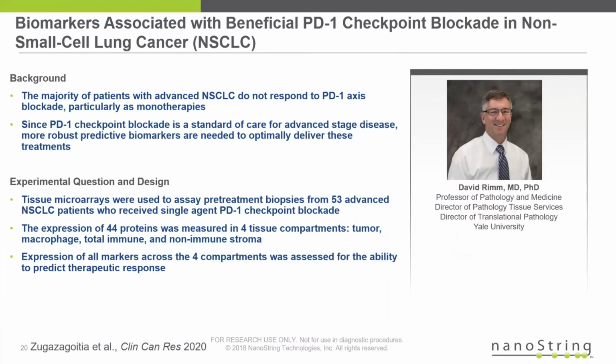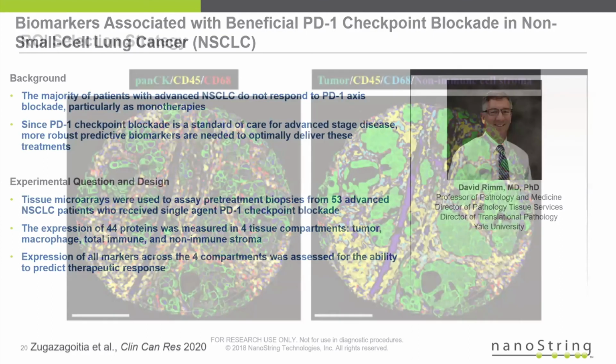So what this group has done in previous papers is they've stratified segments across the tumor to identify specific signatures in specific compartments. So what they did is they had TMA samples, which they segmented, and then they looked at the expression of 44 proteins across 4 different tissue compartments. So that was comprised of the tumor, a macrophage compartment, a total immune compartment, and a non-immune stroma. And then they looked at the expression of those proteins in each of those particular compartments.